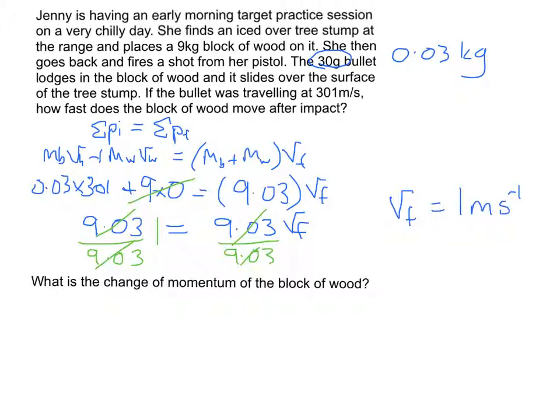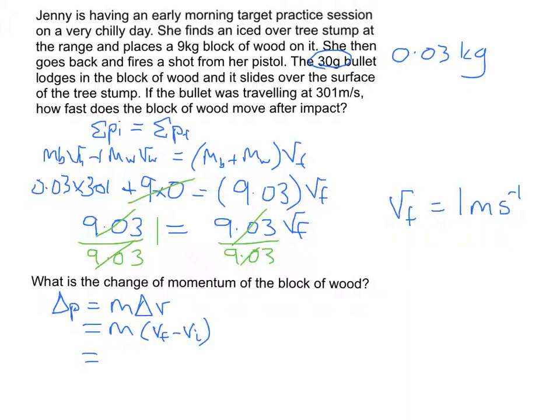Now for the second part of this question, what is the change in momentum of the block of wood? So we only need to be dealing with the block of wood. So the change in momentum is equal to the final momentum less the initial momentum, which is equal to the mass times the change in velocity, which is equal to the mass multiplied by the final velocity less the initial velocity.